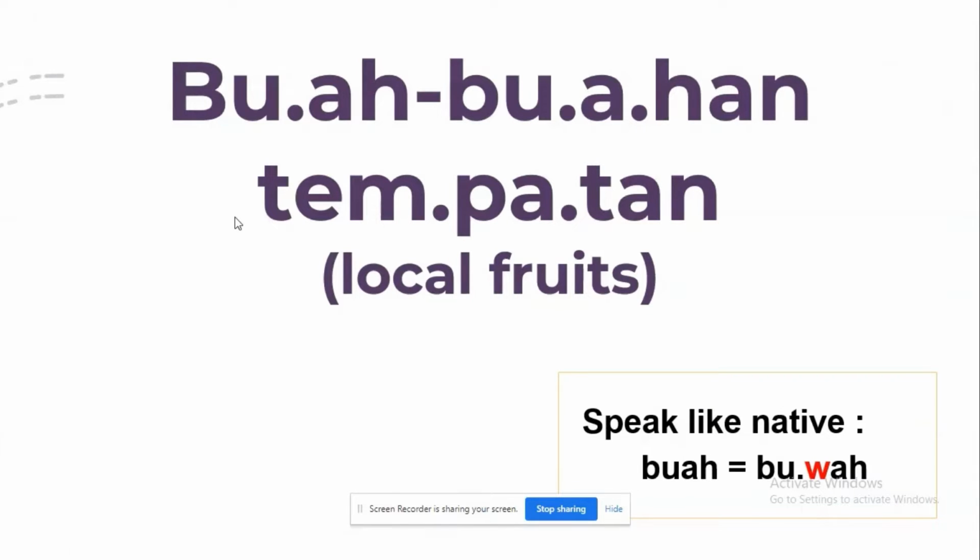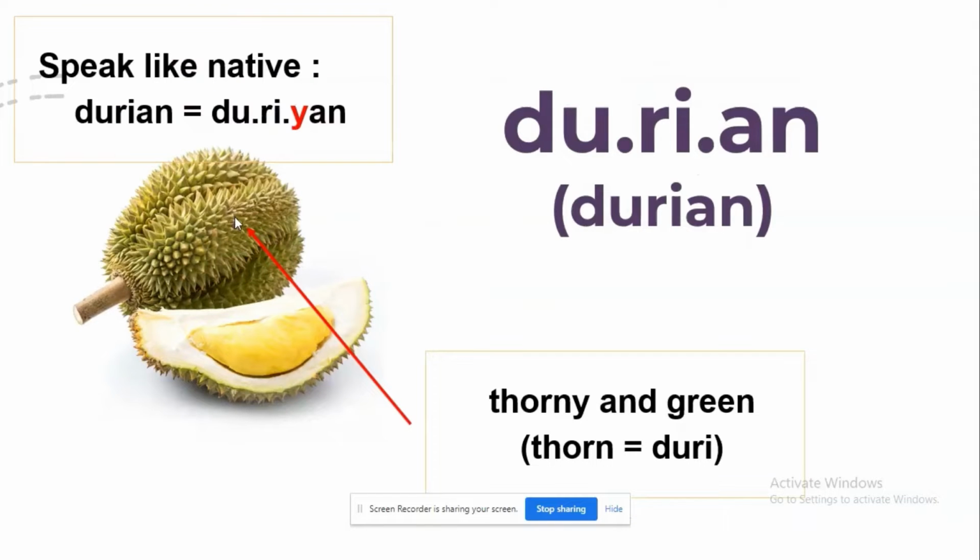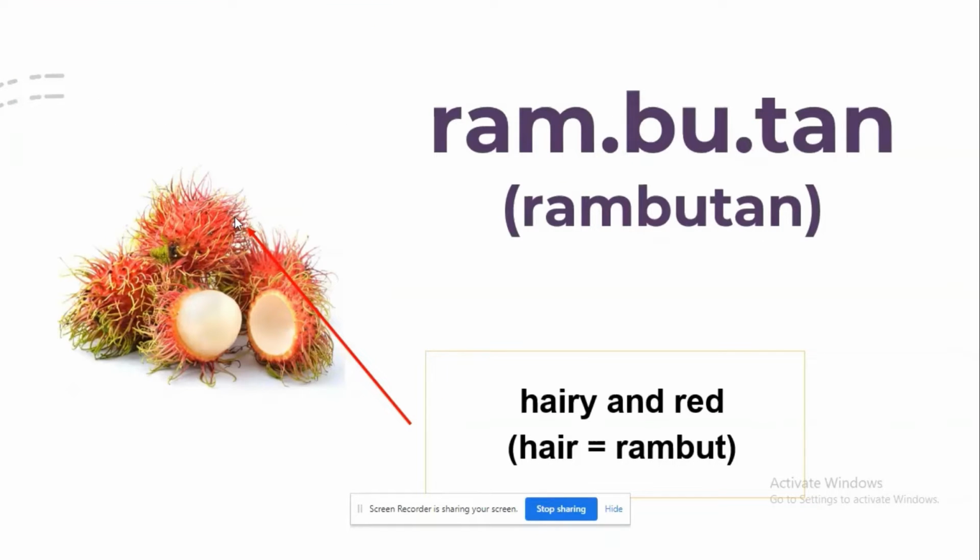So, good morning guys. Today we are going to learn about buah-buahan tempatan, or in English we call it local fruits. Our first buah will be durian. This fruit is thorny and green. Thorn in Malay we call duri. The next fruit will be rambutan. This fruit is hairy and red. Hair in Malay we call rambut.